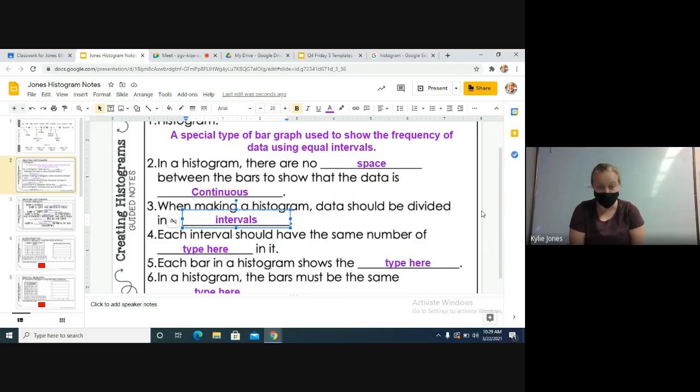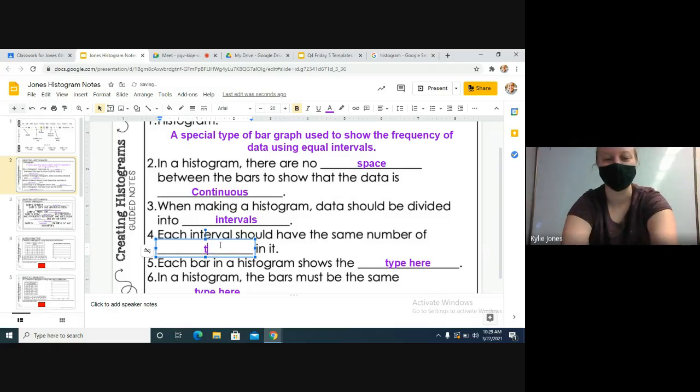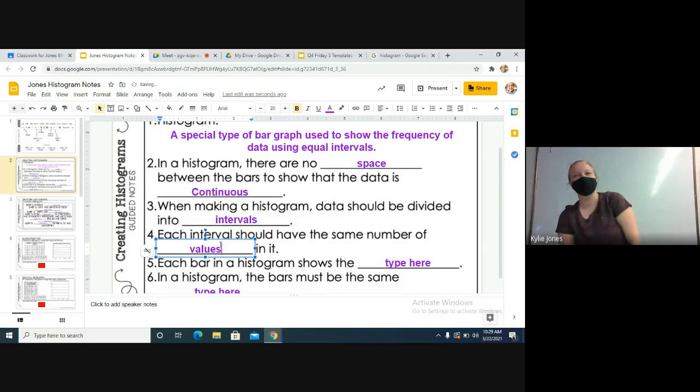The next one, number 4, says each interval should have the same number of blank in it. Any ideas? This one is values. So if I say 1 through 5, that is numbers 1, 2, 3, 4, and 5. That's 5 numbers. If I say 6 through 10, that is 6, 7, 8, 9, 10. Another 5 numbers. 11 through 15 is 11, 12, 13, 14, 15. 5 numbers. So it should have the same amount of numbers in each interval. Okay.